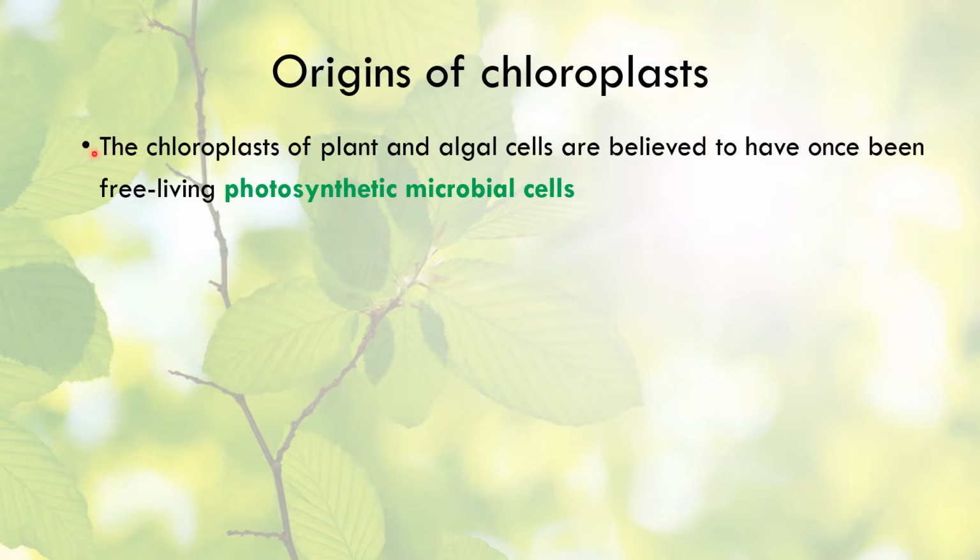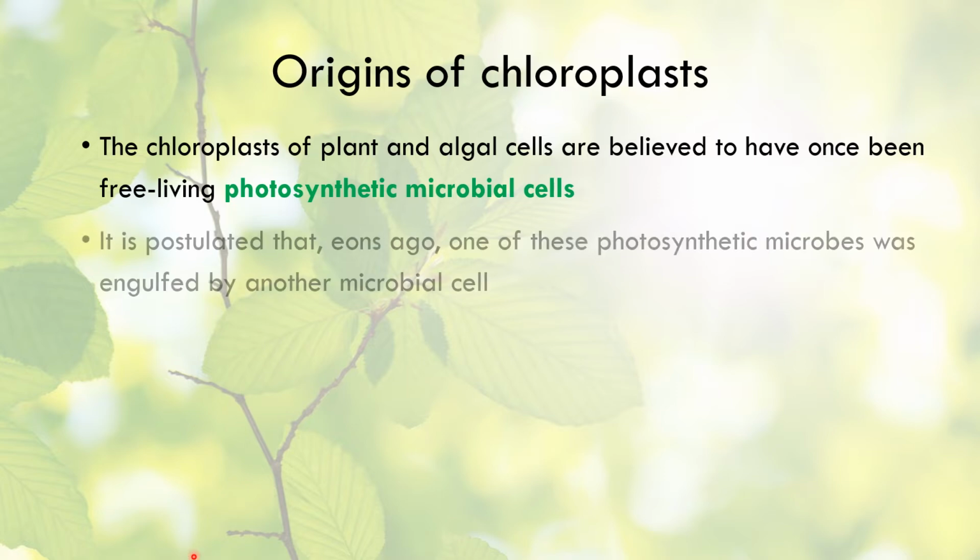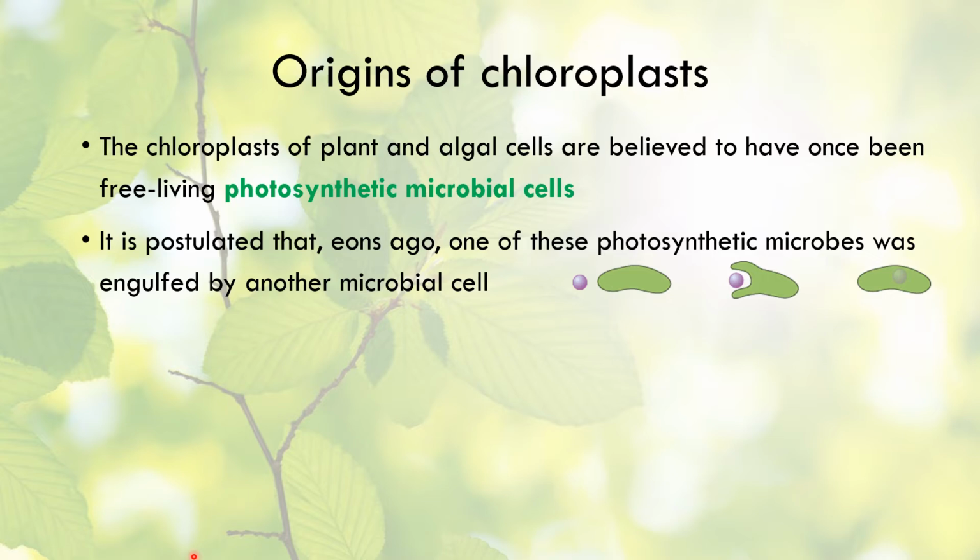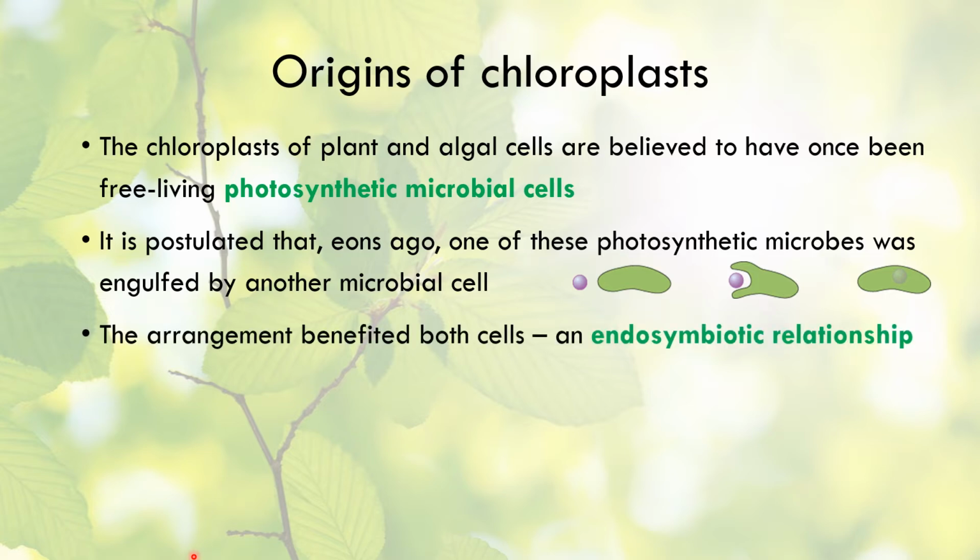Chloroplasts are believed to have once been free-living photosynthetic microbial cells. They were on their own and photosynthesizing before they became incorporated and engulfed by another microbial cell. Eons ago, these little microbes were basically eaten up by another microbial cell, which comes along and eats up the chloroplast. All of a sudden, they formed an endosymbiotic relationship. There was mutual benefit for both of them.